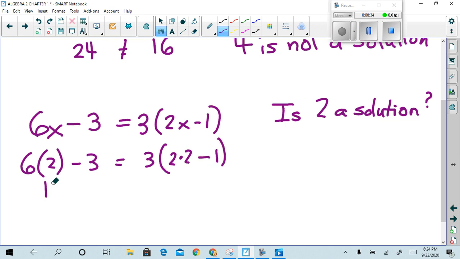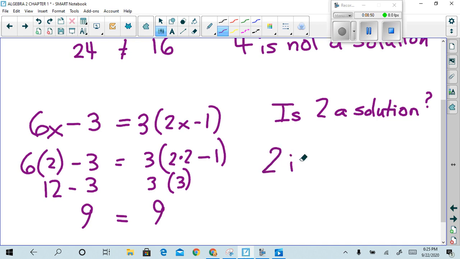6 times 2 is 12. 12 minus 3 is 9. Now I have in parentheses 2 times 2 is 4. 4 minus 1 is 3. 3 times 3 is 9. I can draw a conclusion that 2 is a solution. So sometimes, again, I might just be asking you to check a possible solution.